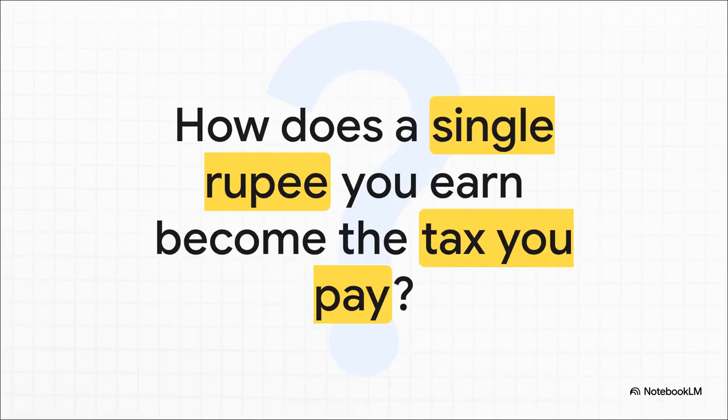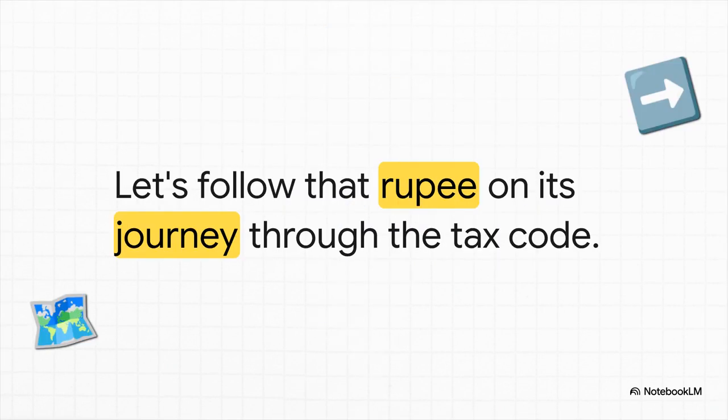You know, it seems like a simple question, right? But the answer takes us through this fascinating, super intricate legal landscape. That one single rupee, it has quite a story to tell. A story all about rules, definitions, and a whole lot of procedures. So, let's do it. Let's start following that one rupee. We're going to see exactly how the system is designed to track it, how it calculates what's owed, and how it makes sure every single step of the process is followed to the letter.